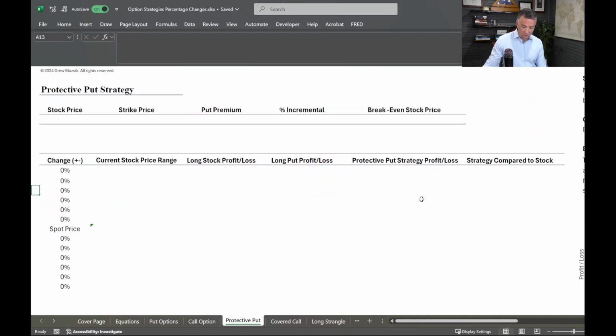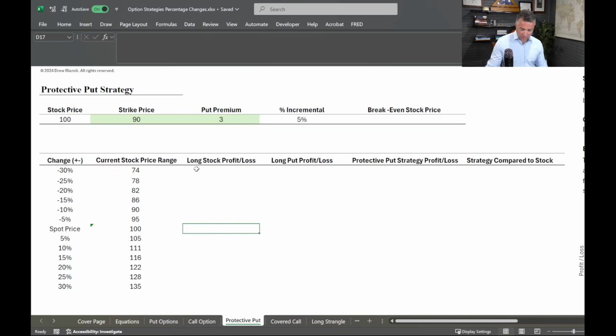So let's look at how this works. What we're going to do is what we did before. I want to say the current stock price, what we buy it for, is 100. That's the spot price. The strike price, we're going to say 90 for the put. That means at 90, I have a right to sell. And then we have the put premium. We'll say 3, just like we did before. And then I want this to change in increments of 5%. Again, you could change it to 10%, 1%, 2%, whatever you want to do. It gives you a pretty wide range if you want to see what the graph looks like.